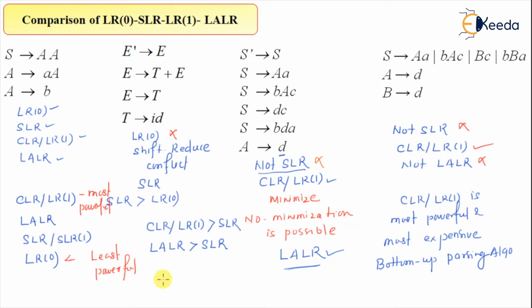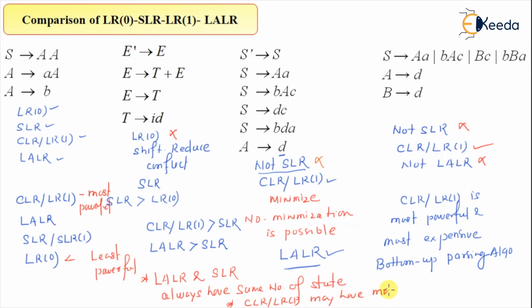Do remember that LALR and SLR always have the same number of states. I told you this previously also, but since I am summarizing the last part, it is important. CLR or LR1 may have more number of states. So these are a few conclusions.